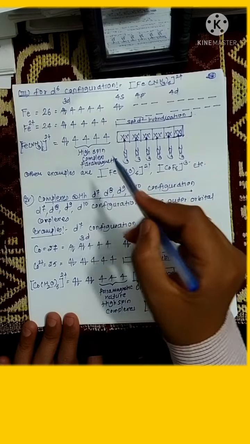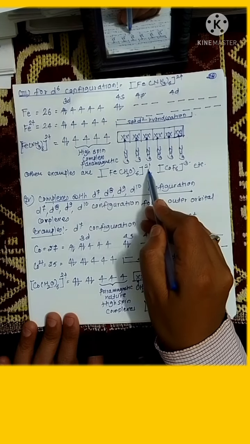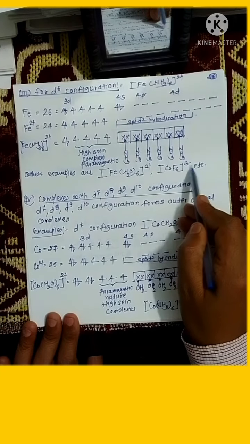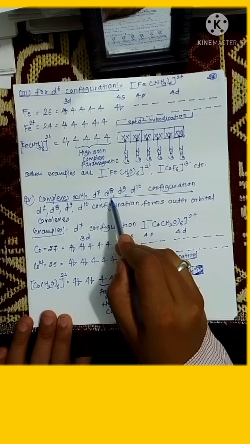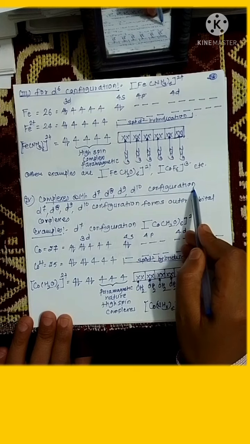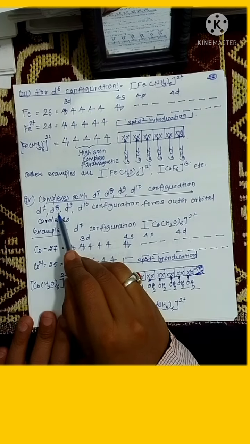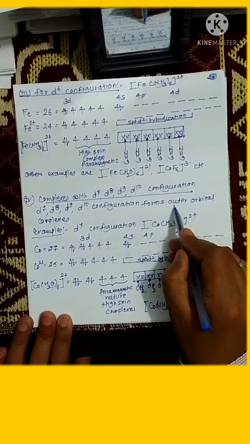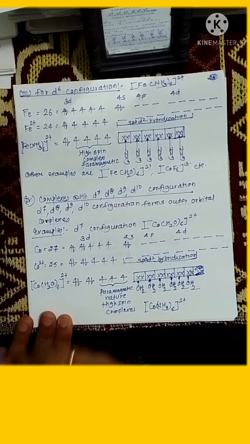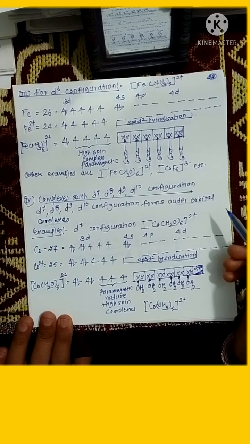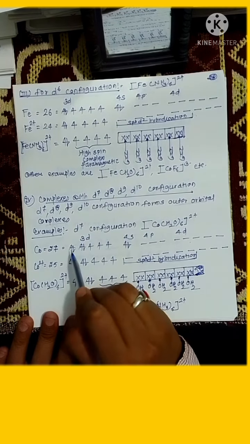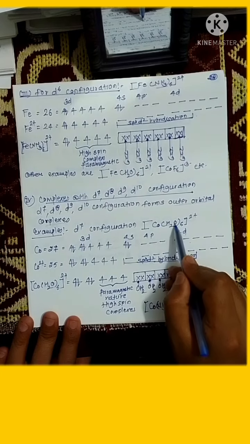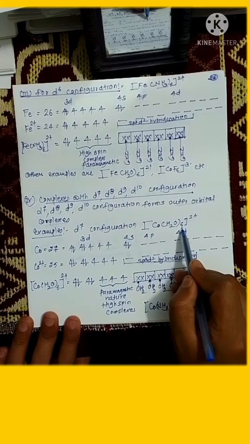Some other examples of this type are [Fe(H2O)6]2+ and [CoF6]3-. Now we are going to see complexes with d7, d8, d9 and d10 configuration. d7, d8, d9, d10 configurations always form outer orbital complexes. It is important. They always form outer orbital complexes. So we are going to see an example of d7 configuration. Example is [Co(H2O)6]2+.